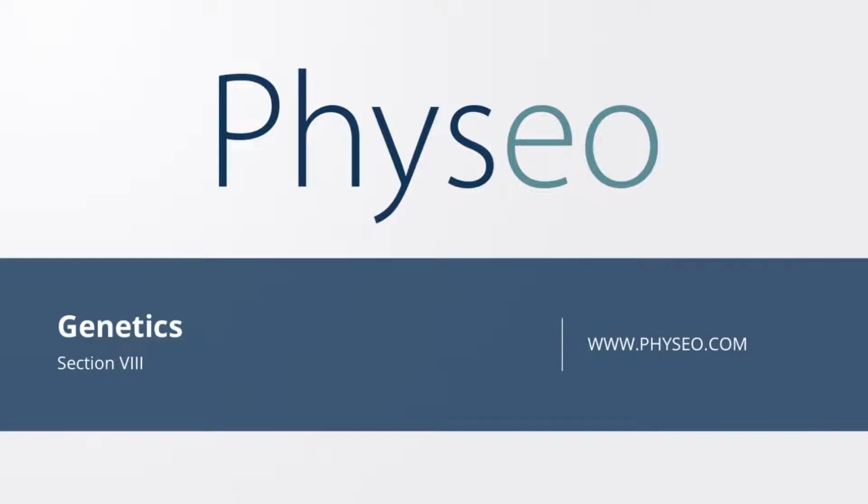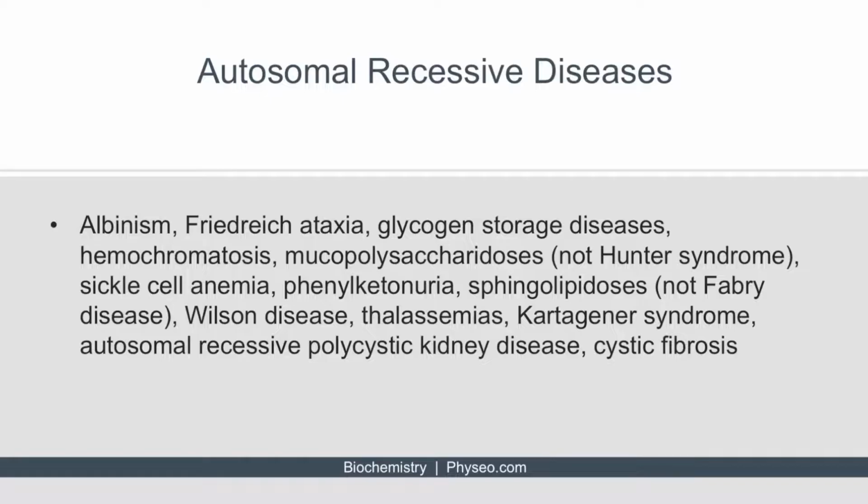Welcome to Section 8 of Genetics. In this section, we'll be discussing autosomal recessive diseases with an emphasis on cystic fibrosis. There are many autosomal recessive diseases, and this is a list of them right here.